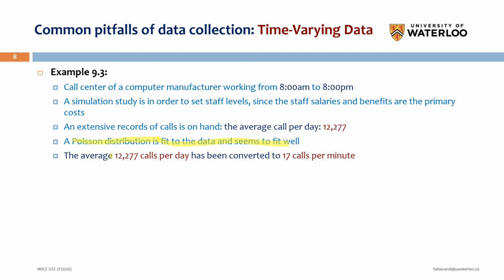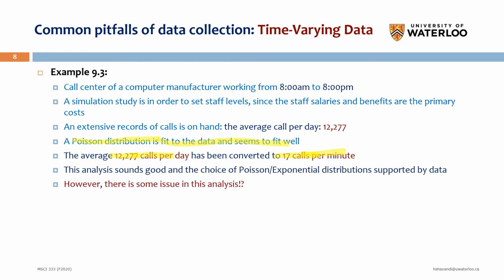So the average 12,277 calls per day, or let's say 17 calls per minute, could be a Poisson distribution, a Poisson process, right? So yeah, this analysis sounds good, and the choice of Poisson or exponential distributions, because we can say the arrival process is Poisson, and the inter-arrival time will be exponentially distributed, and this is supported by the data. So it looks good, but there are some issues in this analysis. Let's see what the issues are.